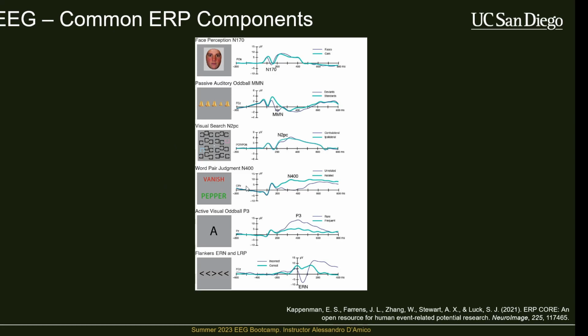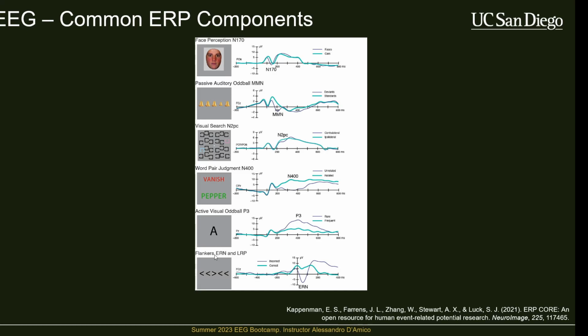The word pair judgment task, which elicits the N400, was that component I was talking about. Again, it was discovered accidentally and then systematically verified during a P3 study, which is right below it, active visual oddball. This is what we're going to be doing this week on Tuesday and Wednesday. The N400 is what we're going to be doing next week on Tuesday and Wednesday. And then the flankers task, which generates the error-related negativity, or ERN, and the lateralized readiness potential. The ERN is one of the most common quote-unquote error potentials, which is sort of a generic term that people use to describe any activity that's elicited from errors.